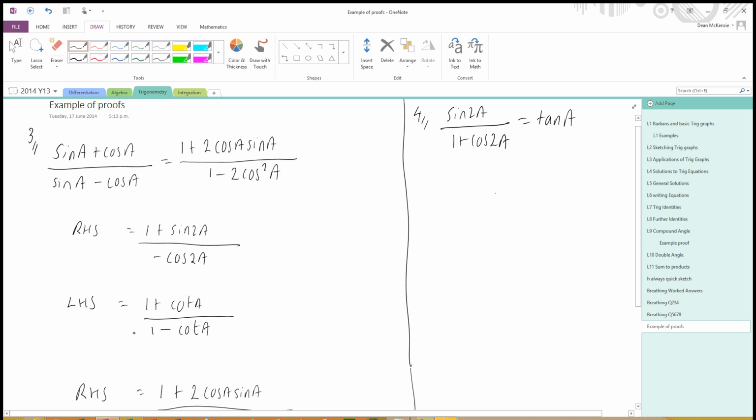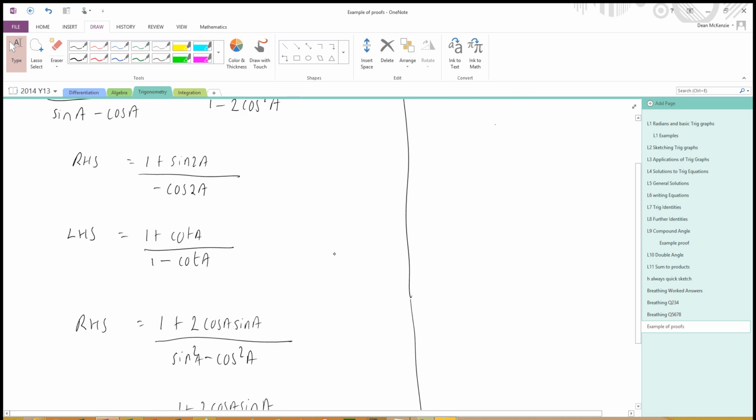Again, yes, I've got the 1 pluses and the 1 minuses, but I don't have what I've got on the other side. And 2 cos A sin A is never going to be cot A. So again, that's going down the wrong path. So there are several different ways to be able to do this.